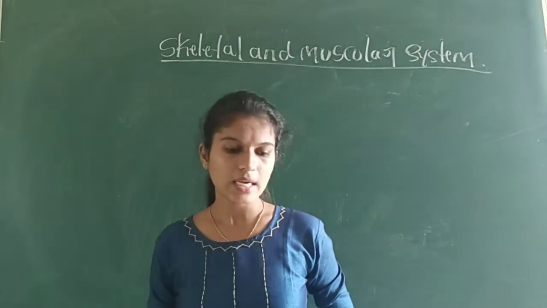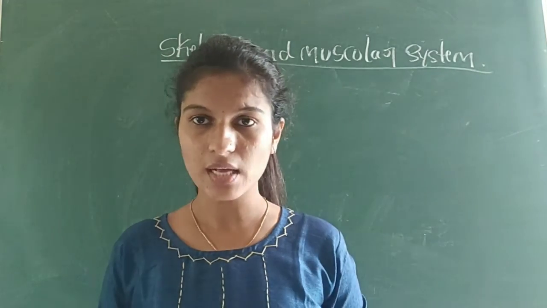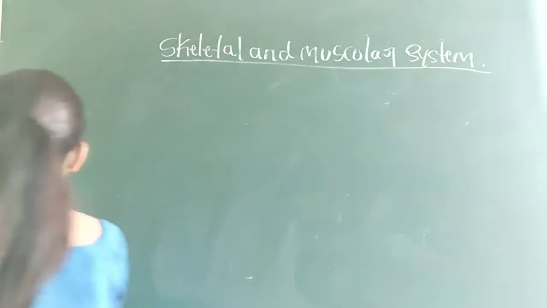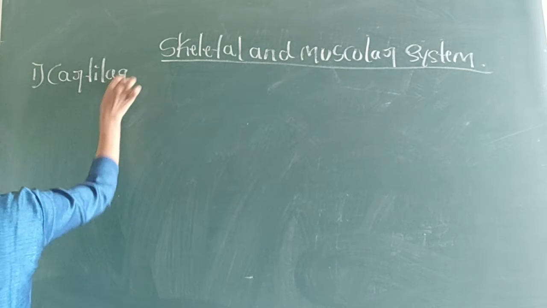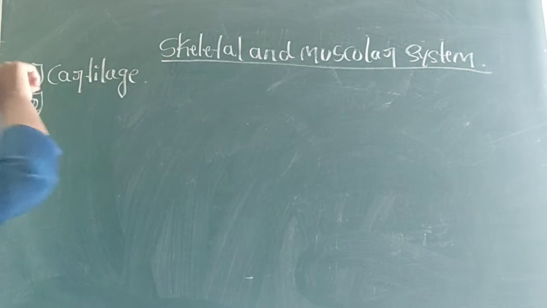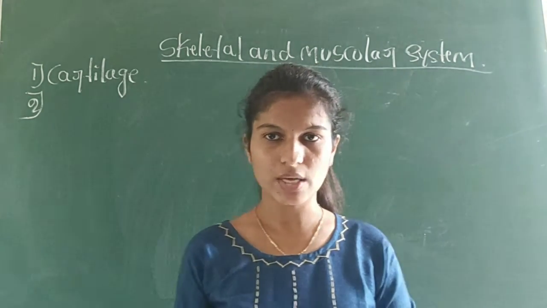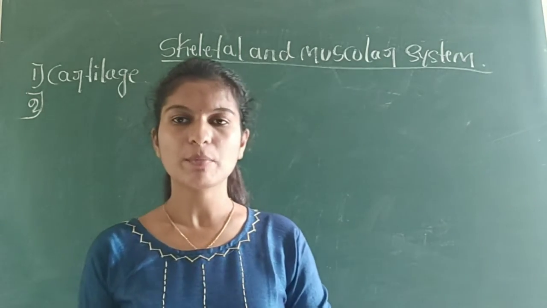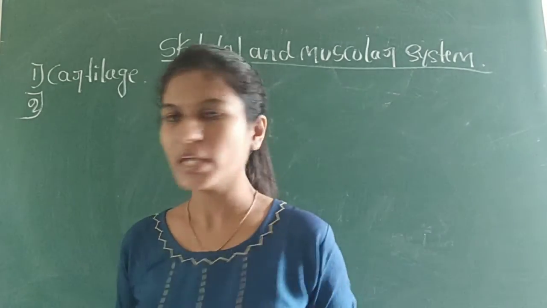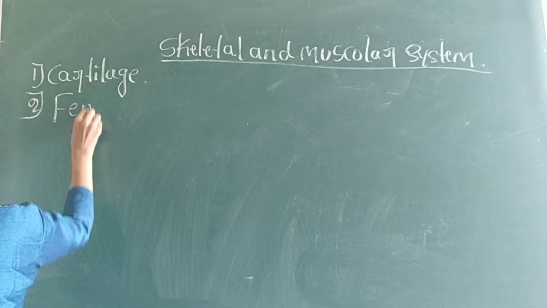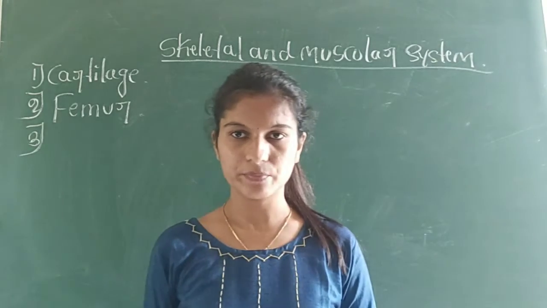What is the first question? The number of bones that form the skeleton of a grown up are dash. What is the answer? Answer is cartilage. Okay, the number of bones that form the skeleton of a grown up are called cartilage. And the second question is the longest bone in our body is, it is a thigh bone or a femur. There are 2 names here. Okay, you can write femur. Femur is the longest bone in our body.